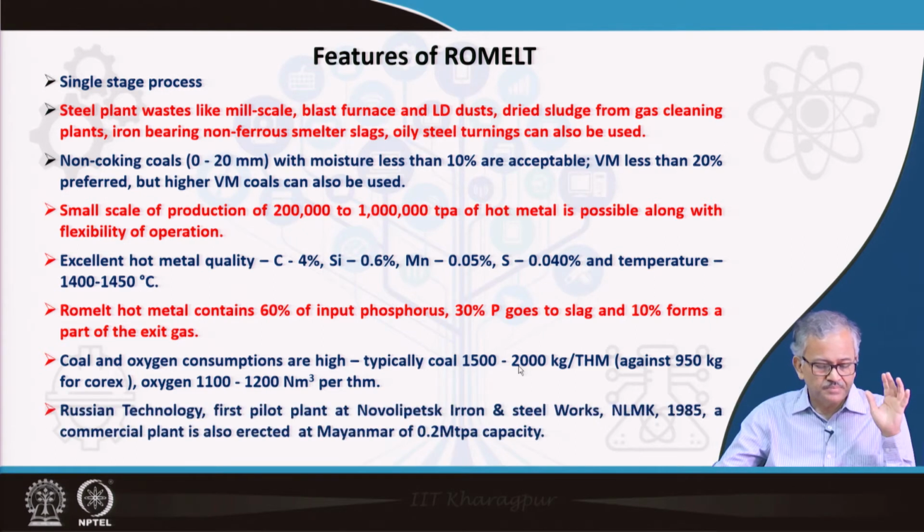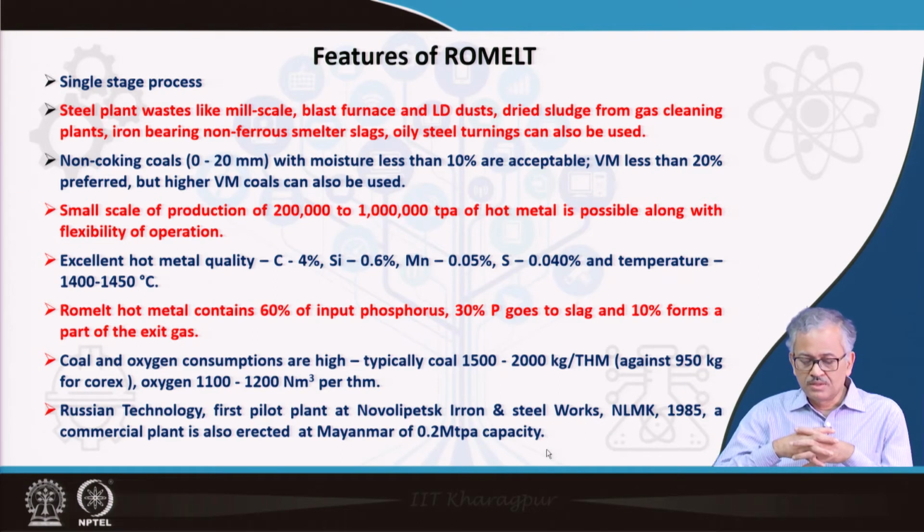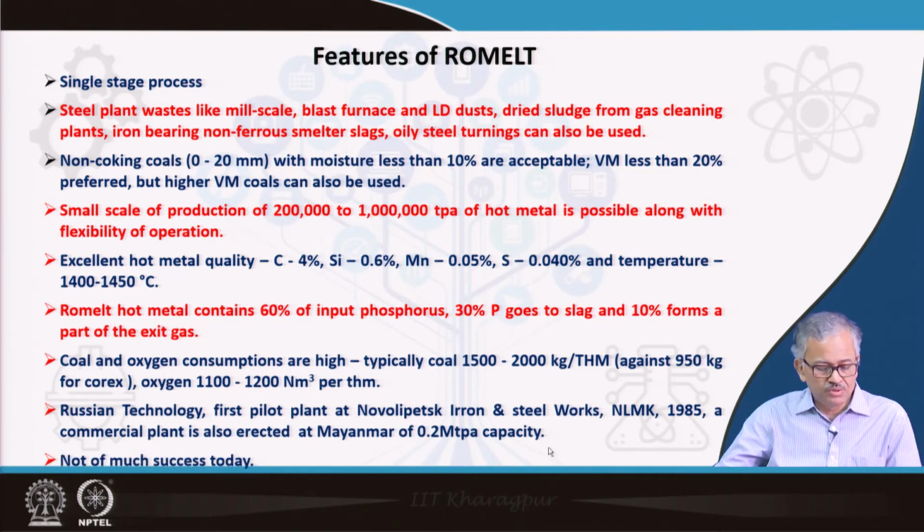Okay. It is a Russian technology. The first pilot plant was put up at Novolipetsk Iron and Steel Works, NLMK, in Russia in 1985. A commercial plant was also erected at Myanmar, 2.5 million ton capacity, to treat their very low grade iron ore. But still today, I do not think there is much success of this Romelt process.